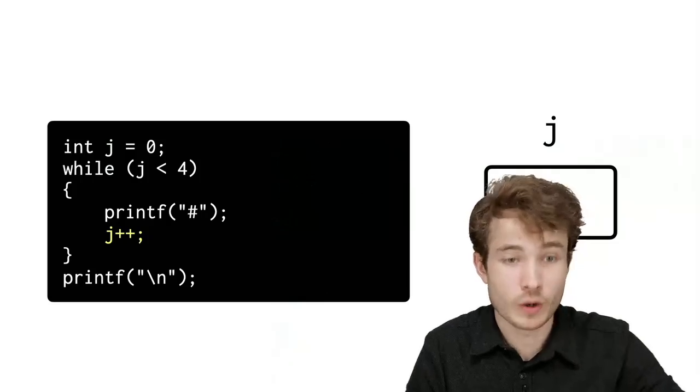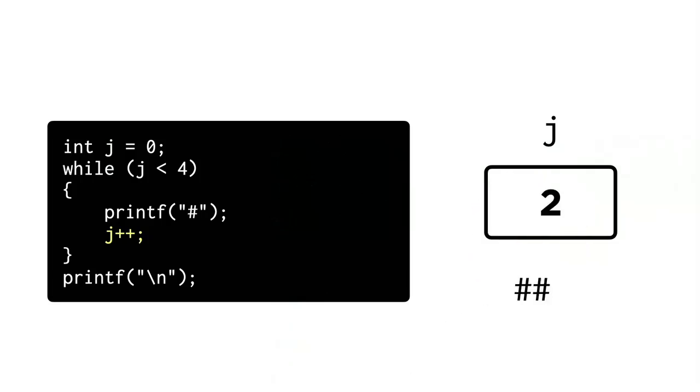So now, what is j? J is 2. I'll ask again, is j less than 4? It is. So let's do this again. I'll print out a hash, and I'll increase j by 1. And finally, I'll go back at the top, ask, is j less than 4? Well, it still is. It's still 3.